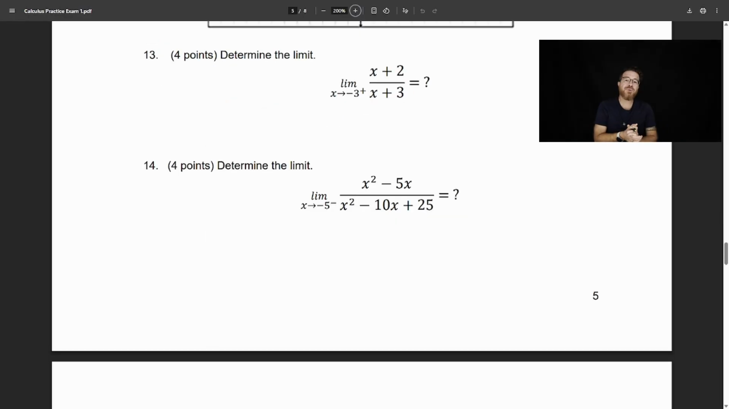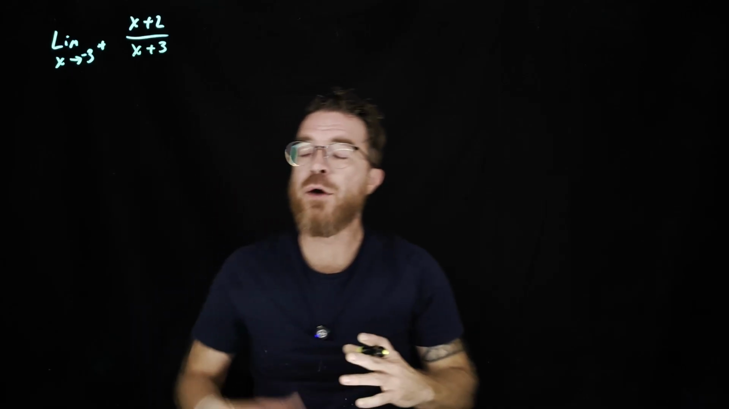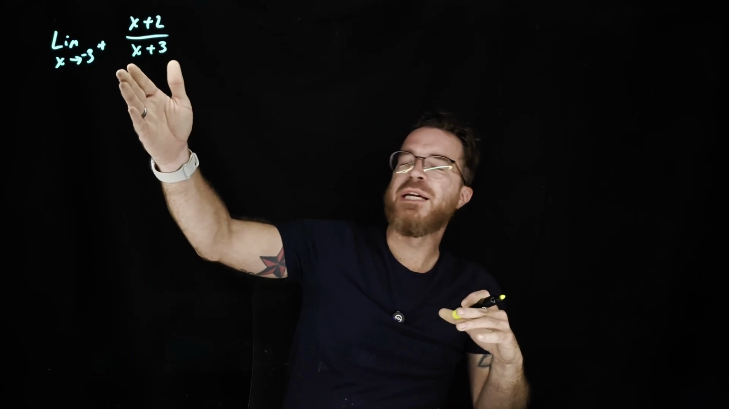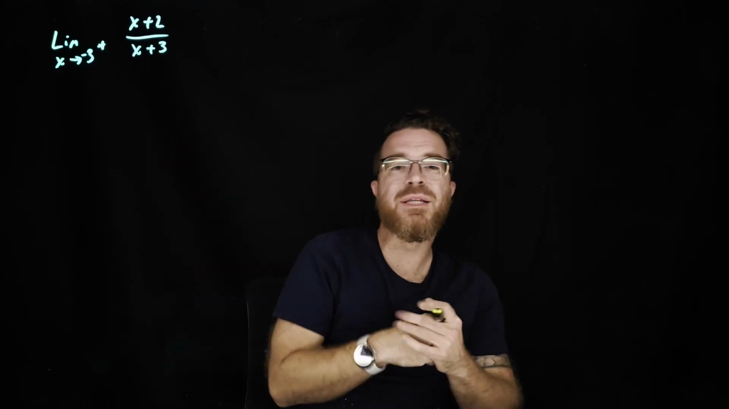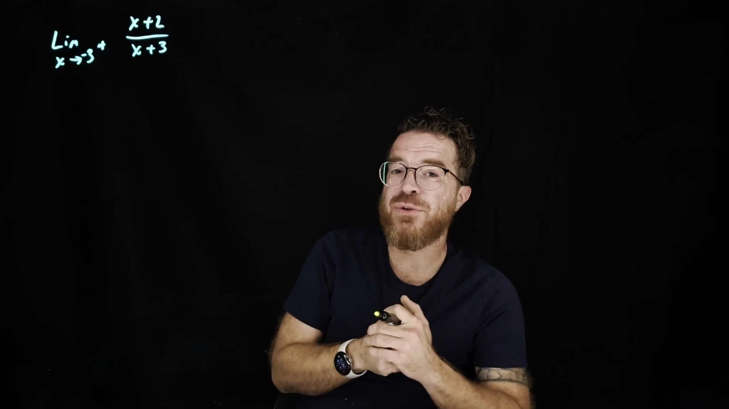For our next couple problems, we're going to be evaluating some more limits. This one is the limit as x approaches -3 from the right, on the function x plus 2 divided by x plus 3. Now, if we were to try to plug in x equals -3, in the denominator we would get -3 plus 3, which gives us 0 in the denominator. So we can't really do that.